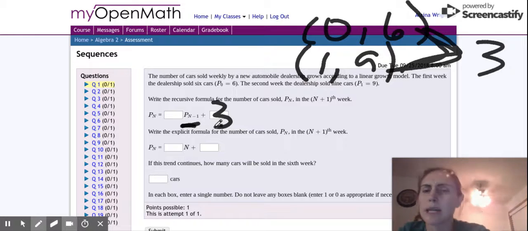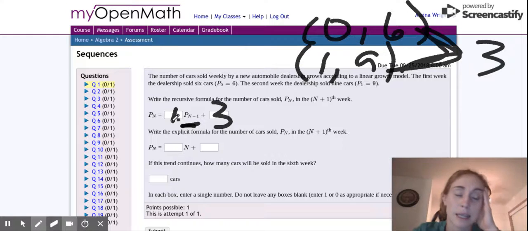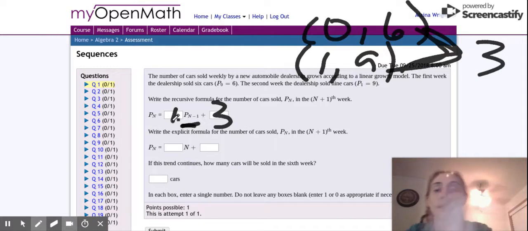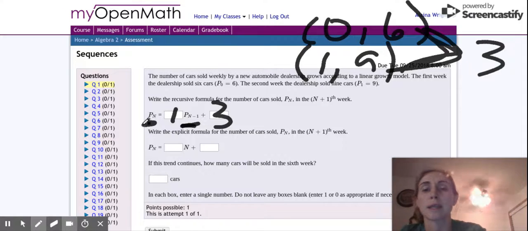That previous term is not getting multiplied by any significant number, so we're just going to put a 1 here because anything times 1 is itself. And that's our recursive formula. To get to a value, we're going to take the previous value and add 3 to it. So we were at 6, and we added 3 to it to get to 9.